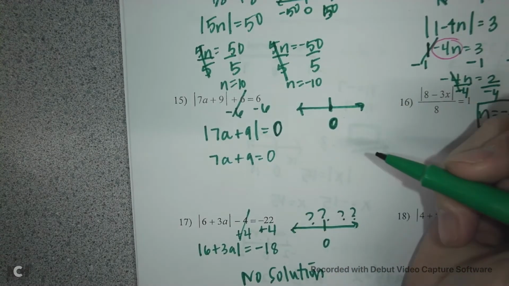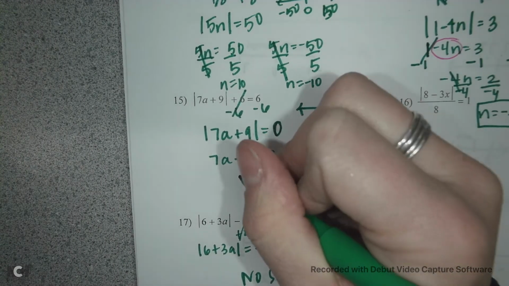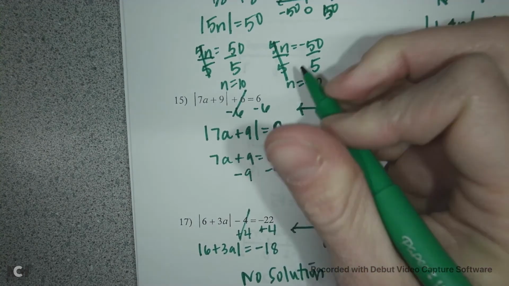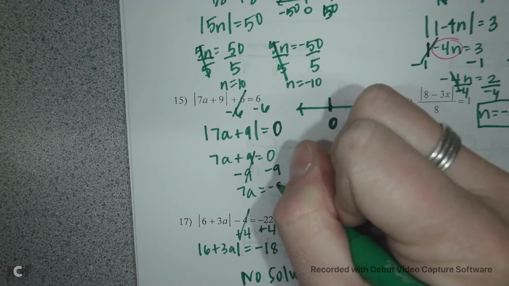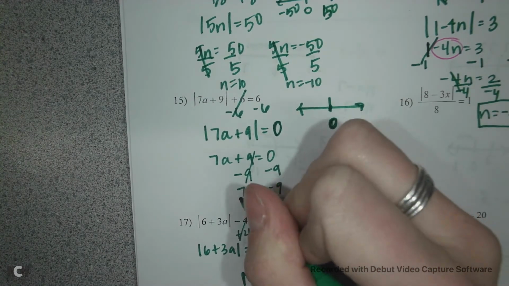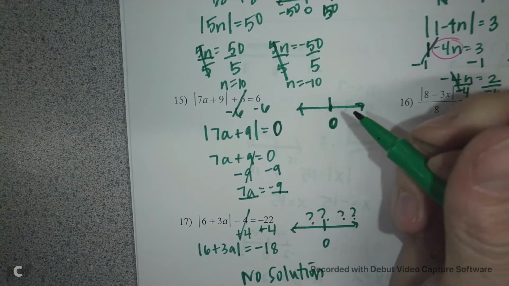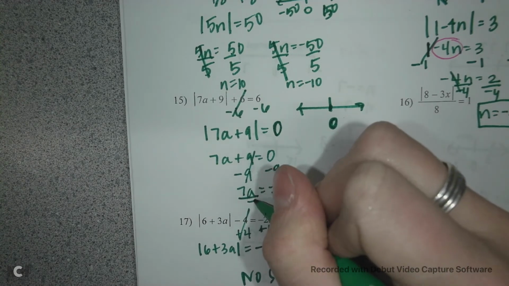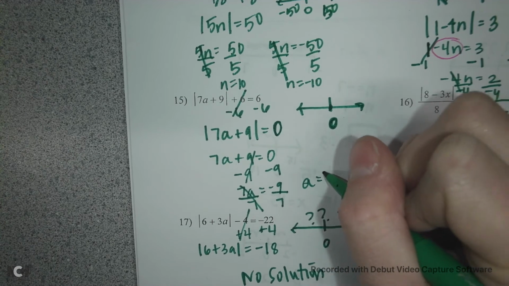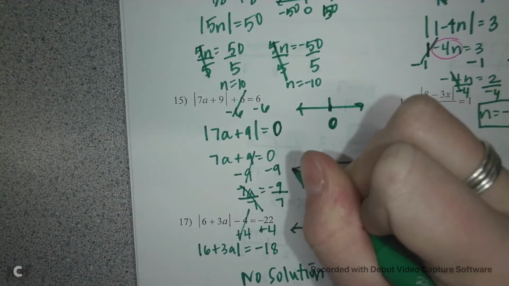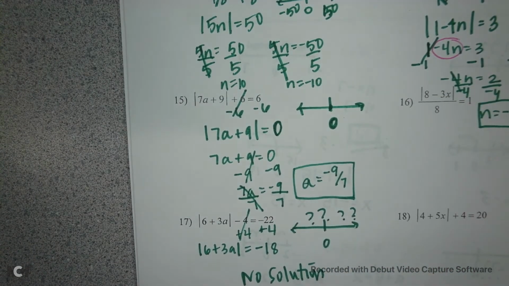Okay, so we're going to solve this guy. So the opposite of plus 9 is minus 9. What we do to one side, we must do to the other. So now I have 7a equals negative 9. This one's not very pretty. We get the variable by itself by doing the opposite of multiply, so we divide each side by 7, and a equals negative 9/7. We can just leave it as a fraction.